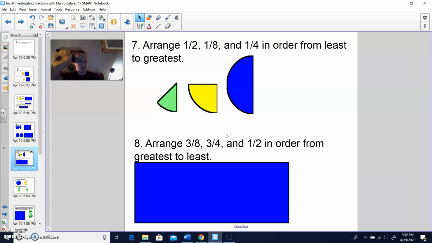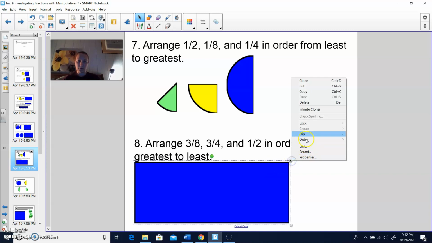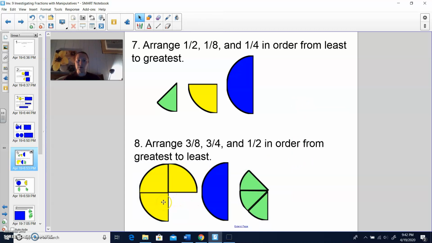Number 8, arrange 3/8, 3/4, and 1/2 in order from greatest to least, so the biggest to the smallest pieces. So again, use your fraction manipulatives, put together 3/8, 3/4, and 1/2. See which one is the biggest. Okay, so here we have 3/4, 1/2, and 3/8. And if you look, these are in order from greatest to least. 3/4 is larger than 1/2, and 1/2 is larger than 3/8. So that should be the order that you had written down.